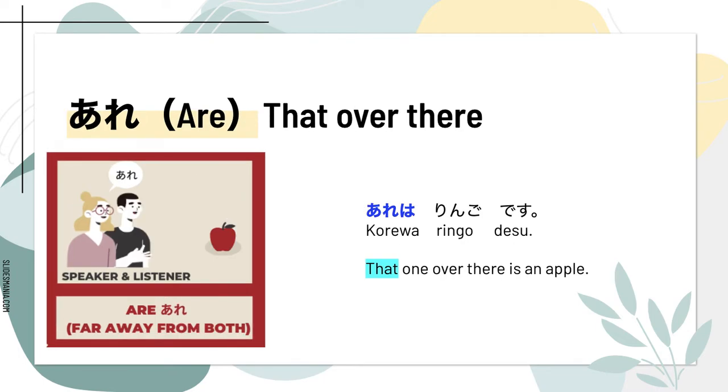The last one is あれ. あれ means that over there. As you can tell from the picture, both speaker and listener are farther away from the object. If you try to make this a sentence, it'll be あれはリンゴです。 I'm sorry there's a typo right here, but it will be あれは. And in English, it'll be "that one over there is an apple."